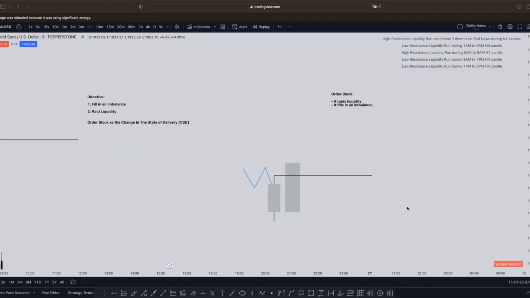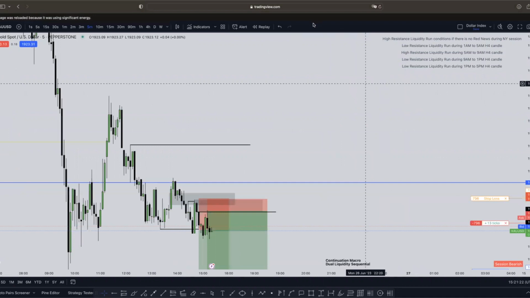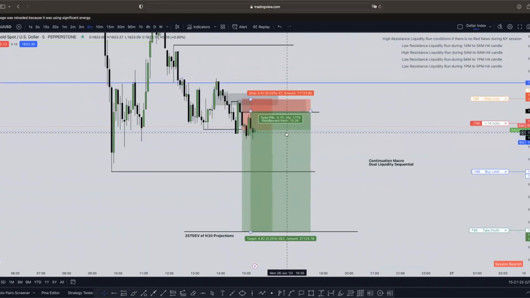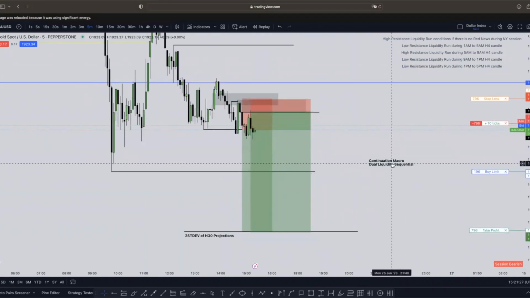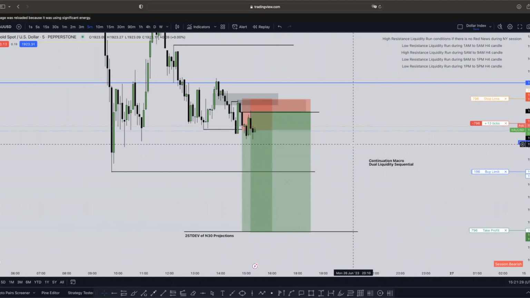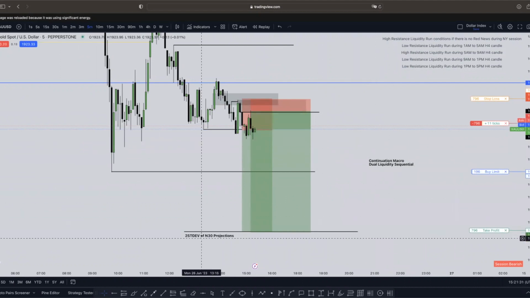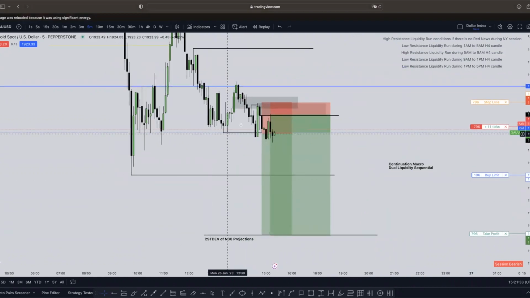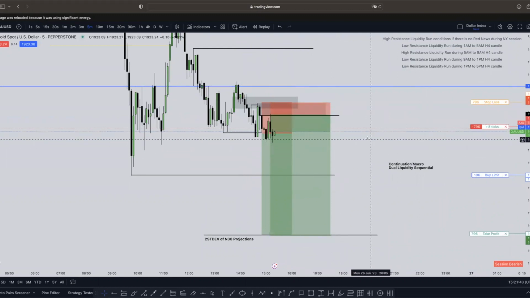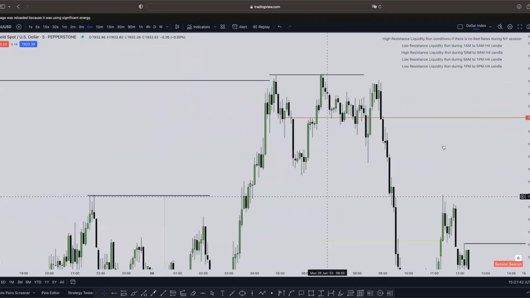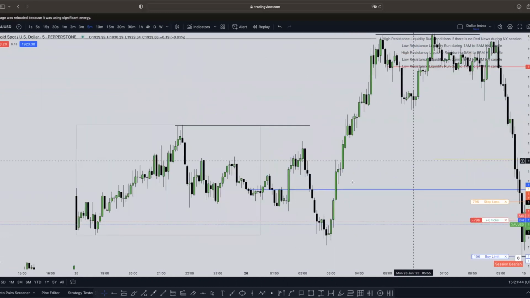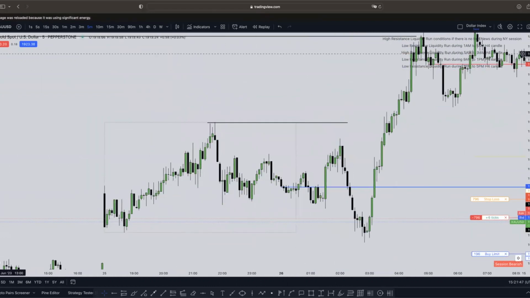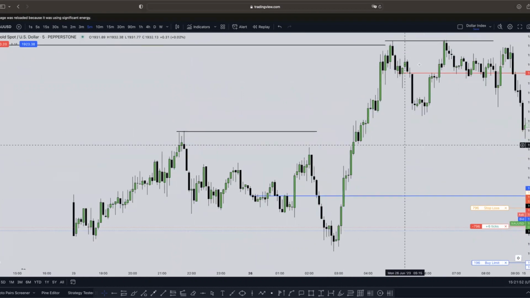If you take a look at some examples, over here I'm in a sell. Continuation macro, dual liquidity sequential, that's my own stuff. 2 standard deviation of the M30 projections, also my own stuff. This is late in the day. We have another one more hour for this to pan out. If not, then it's stuck in the consolidation. If I just take you to today's price action, Asia, we remove all this. So Asia, London, NY.